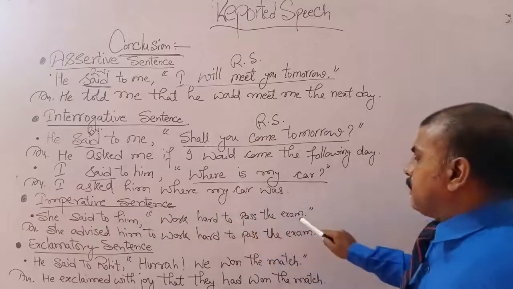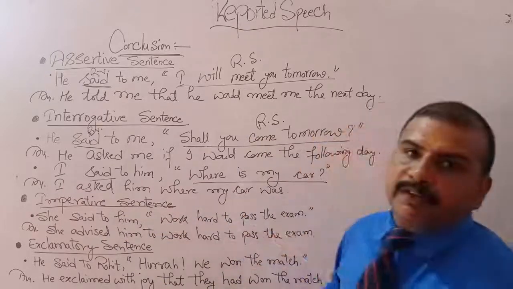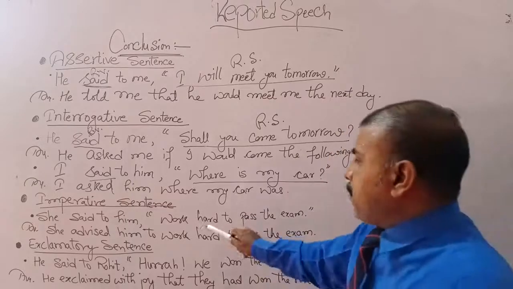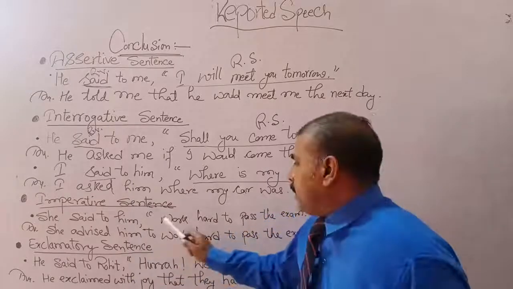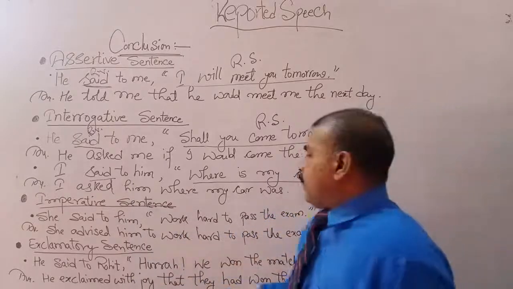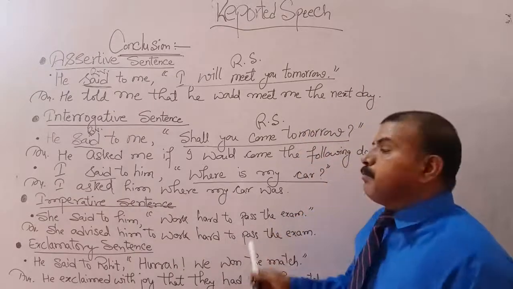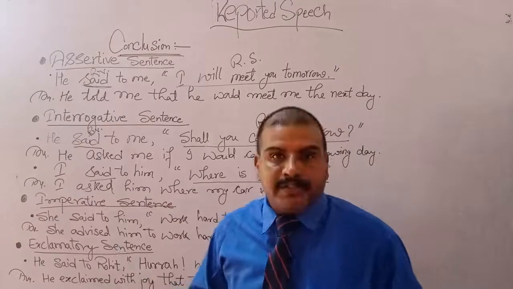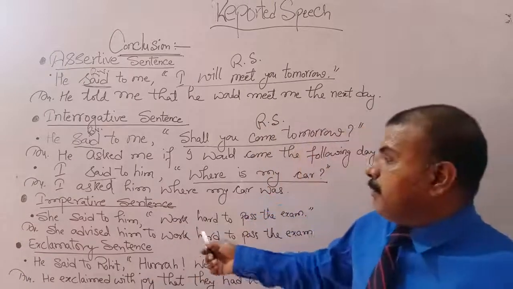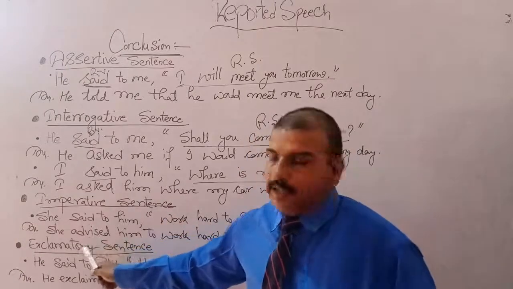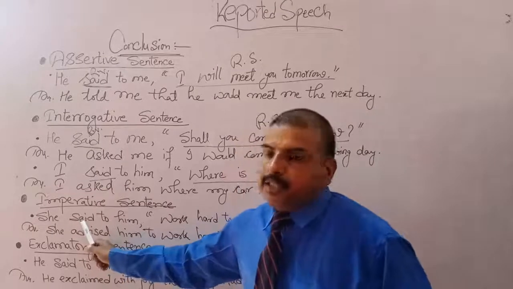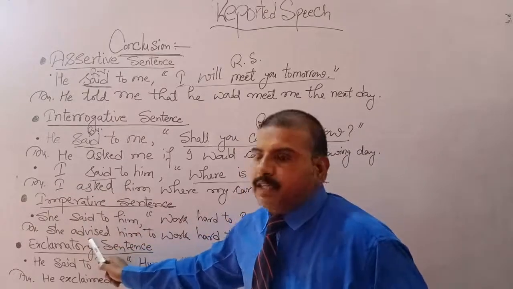In this sentence, the main subject is not given, which means just the imperative mood is shown here: "Work hard to pass the exam." In this type of sentence, what imperative mood is shown? Advice. So we use the verb "advise" in place of "said." As it is used in past tense, we use the past form of advise, "advised."